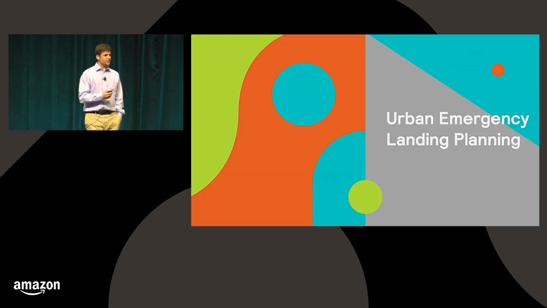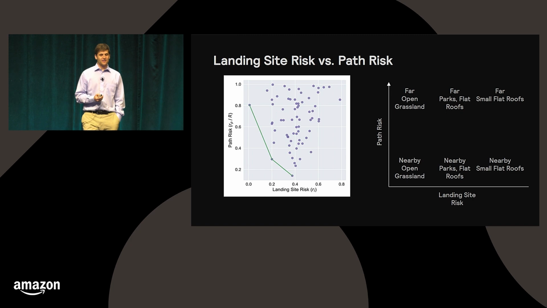Now that we have these two landing site databases, let's talk really briefly about how we're going to use them. What you're seeing here is a graph often called the Pareto frontier. You're displaying two different objectives: landing site risk on the x-axis and path risk on the y-axis. Each of those purple dots is an actual landing site during an emergency situation. You want to choose the landing site in the very farthest bottom left corner. However, you don't get to choose them. That's just what's actually out there in the world.